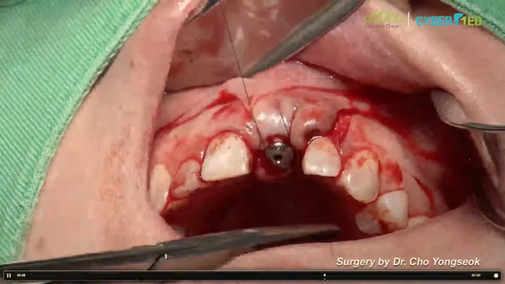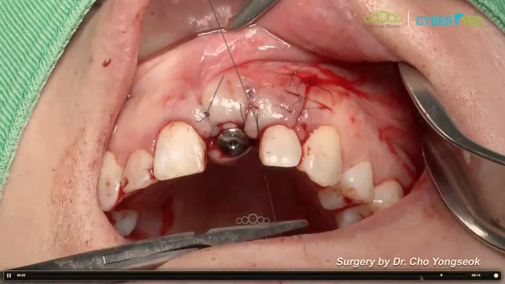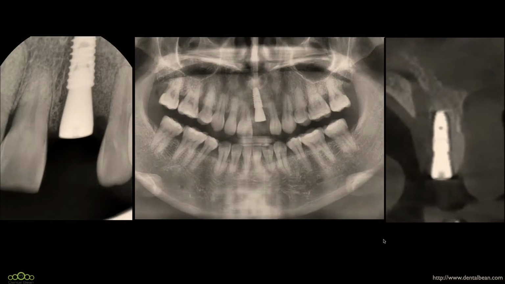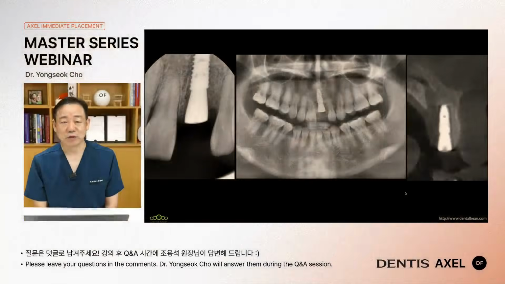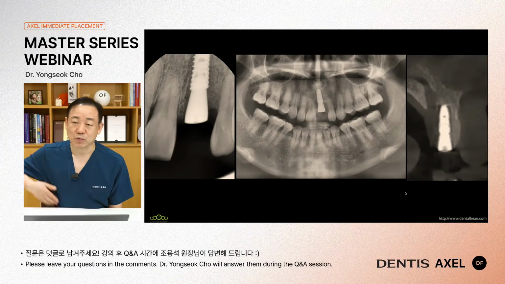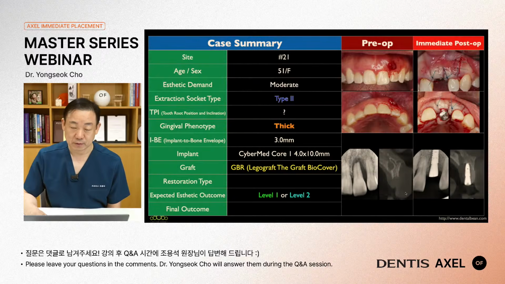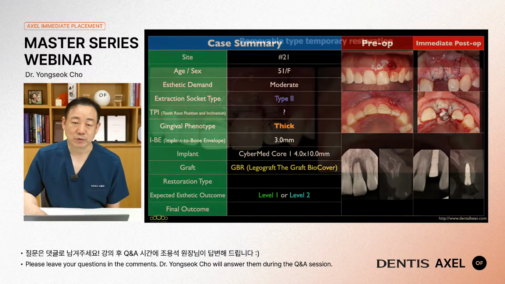Implant didn't submerge, connecting the healing abutment. Okay, these are POP radiography images. As I planned, the implant is well positioned toward the paracingulum, with much bone grafting on the labial side. Patient has a thick phenotype. That means the prognosis is not bad. Okay. I expected a level 1 or level 2 outcome.